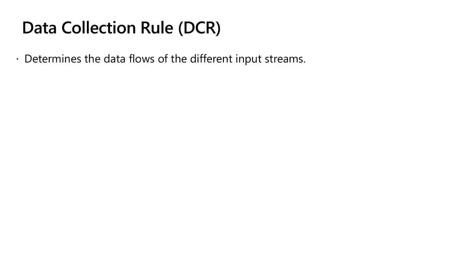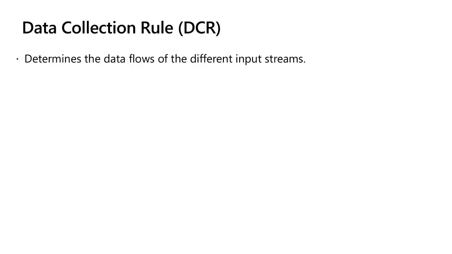So first of all, what is a data collection rule? Basically, it determines the data flow of the different input streams. What does this mean? Really, it means that you can declare how you want the data to go into the service, into Log Analytics, and then we can determine where it goes, right? Into which specific table it goes, what workspace it goes into. So that's basically what a data collection rule defines.